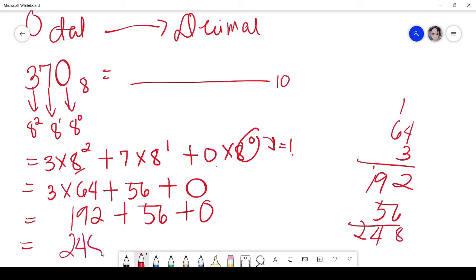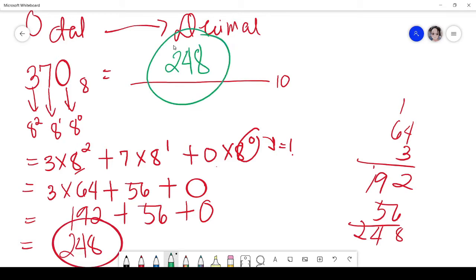So you already have the value of 370 in octal, and the value in decimal is 248. Okay, let's have another example.